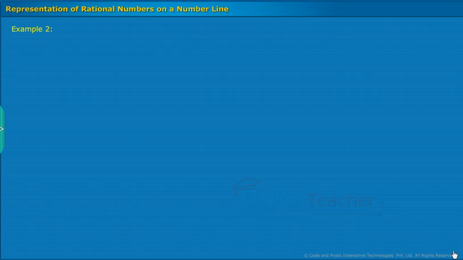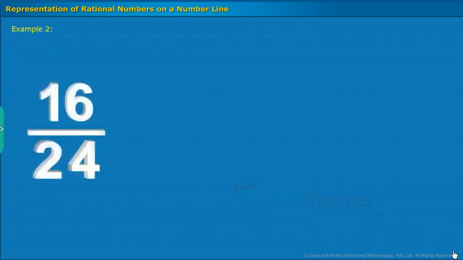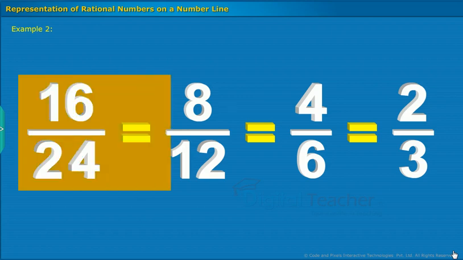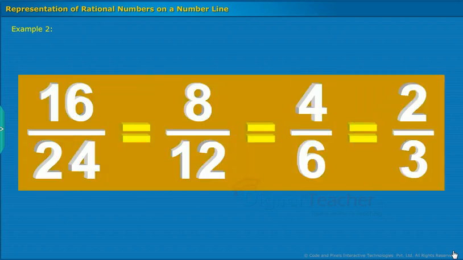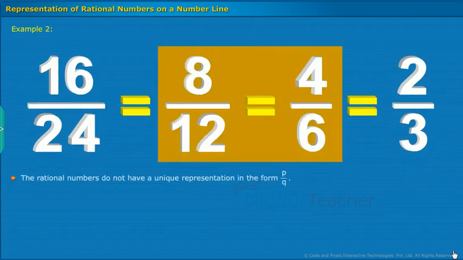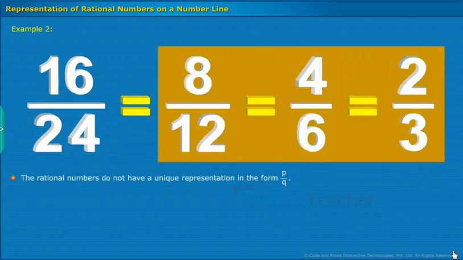Similarly, let us consider one more example, that is 16 by 24. Further simplification is as shown on the screen. So all these are equivalent rational numbers. Thus, from examples 1 and 2, we conclude that the rational numbers do not have a unique representation in the form p by q.